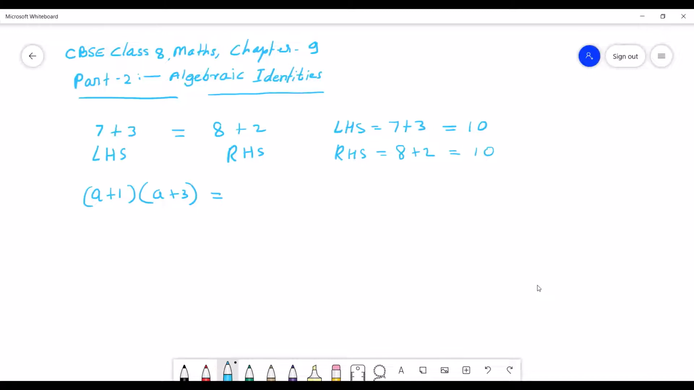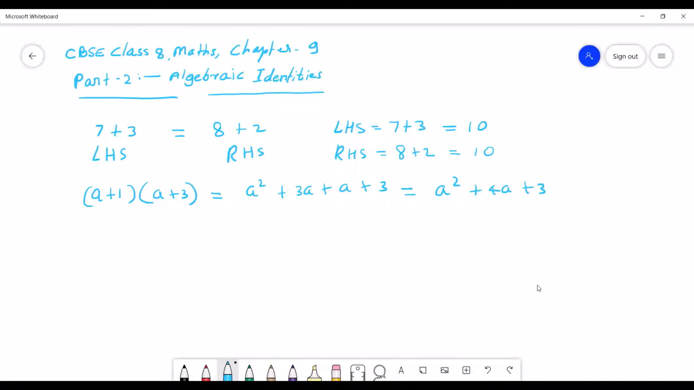We have studied in last class. So we have to multiply this with a first, so we will be getting a square. Then we will get 3a, then a plus 3. This way, finally we will be getting a square plus 4a plus 3.